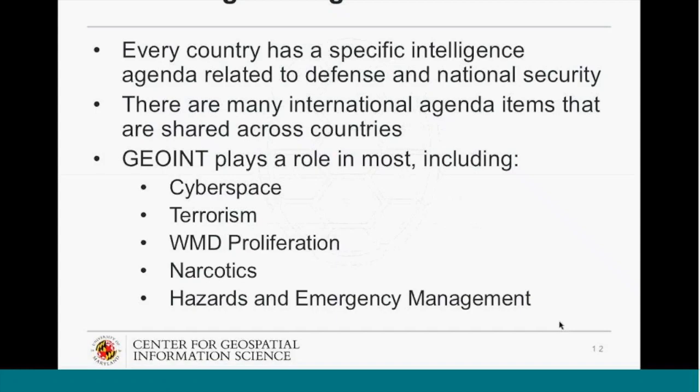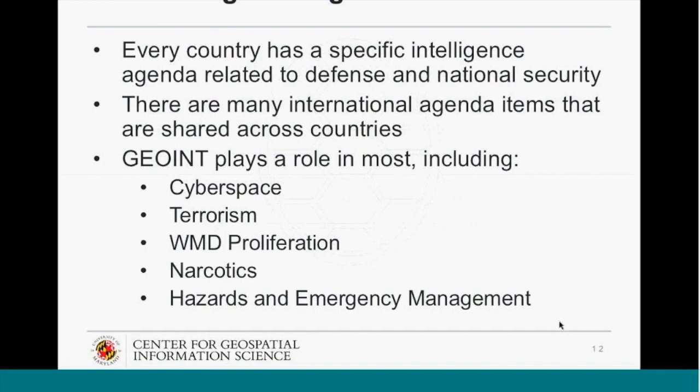All right, so let's move on a little bit. And before we get into hazards and emergency management specifically, let's talk about the intelligence agenda. This is some stuff that Lowenthal talked quite a bit about in reading this week. Every country, of course, has their specific intelligence agenda related to defense and national security, but there are some items on the intelligence agenda that are really shared across most countries.